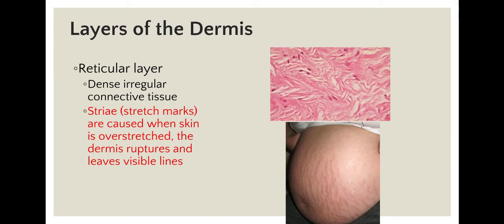Okay, and then also this reticular layer that is full of this dense, irregular connective tissue. You can see striae or stretch marks when the skin is overstretched and the dermis actually ruptures, and then we can see these visible lines. So this is common when you've overstretched the skin, if you've gained a lot of weight and then lost it, or if you've been pregnant and then you had your baby. Any place that you've broken that dermis, you can see these visible lines.